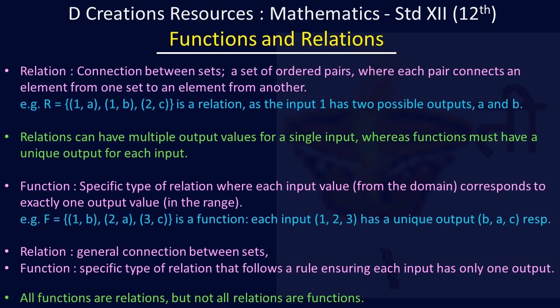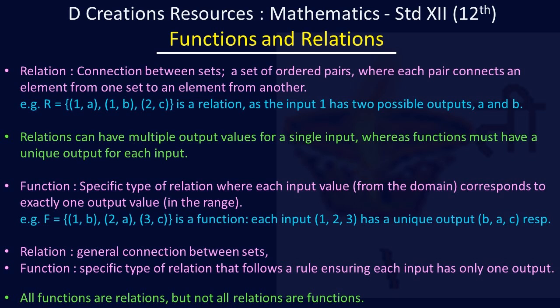Before that, we need to talk about a relation. So what is a relation? A relation is a connection between sets, and it is often represented as a set of ordered pairs where each pair is connecting an element from one set to an element from another. Now suppose there are two sets P which has three elements 1, 2, 3, and set Q which has three elements A, B, C. Then if you consider the set (1,A), (1,B), (2,C), now this is a relation.